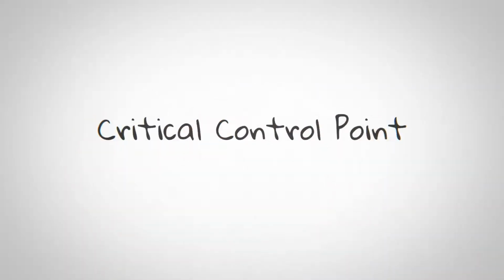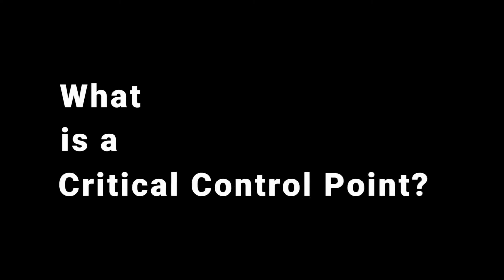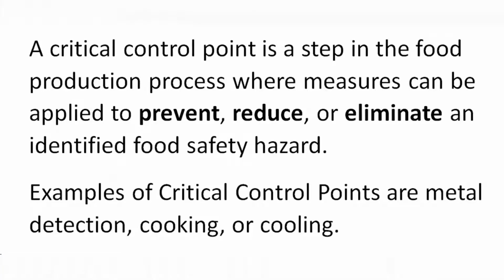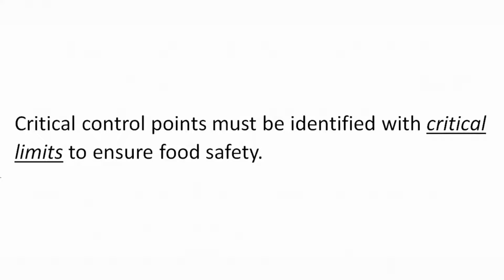Critical control point. What is a critical control point? A critical control point is a step in the food production process where measures can be applied to prevent, reduce, or eliminate an identified food safety hazard. Examples of critical control points could be metal detection, cooking, or cooling. Critical control points must be identified with critical limits to ensure food safety.